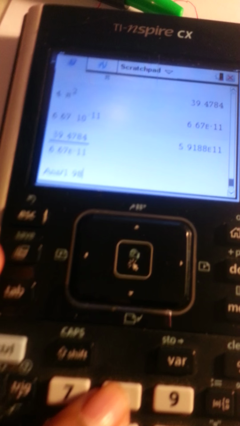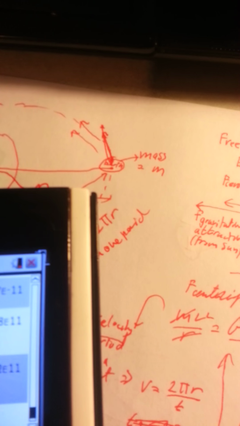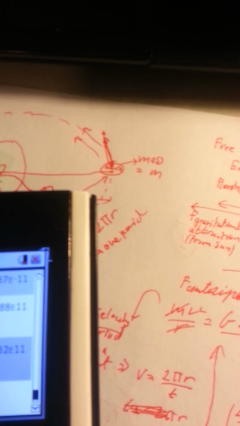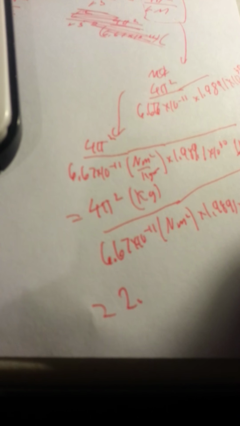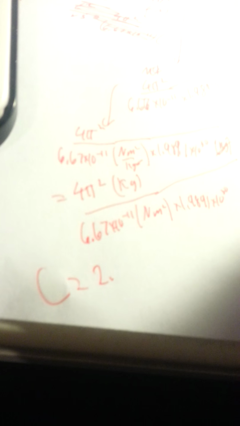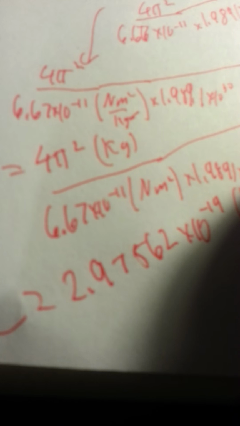And then divide that by 1.9891, and then divide that by 10 to the power of 30. Okay, so the constant that I found was 2.97562 times 10 to the power of negative 19, and that's kg over Newton meter squared. Oh, not the K constant, sorry, why do I always talk about Hooke's law?